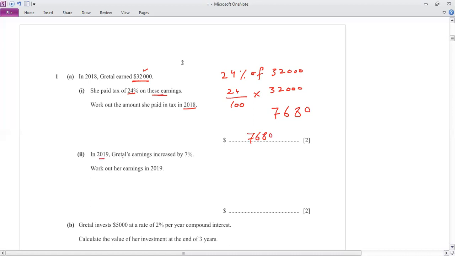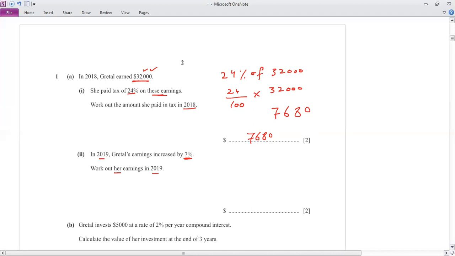Now in 2019, Gretel's earning increased 7%. Whatever she earned, he or she, yeah, it's she actually. So from 32,000 it increased 7%. Work out her earnings in 2019. Now in 2018, her earning will be considered as the original earning, because you are starting the comparison from the original one.